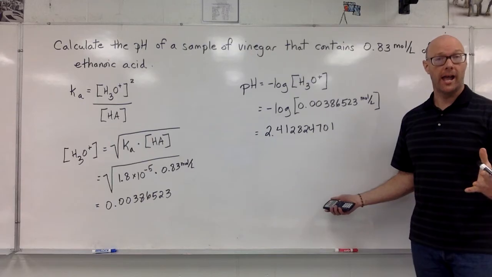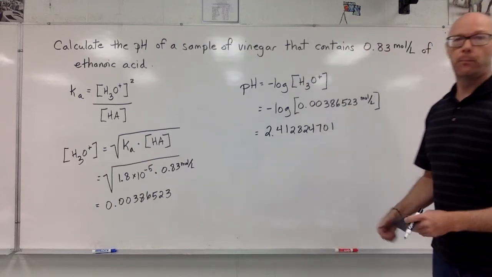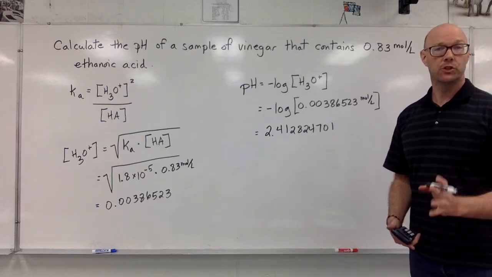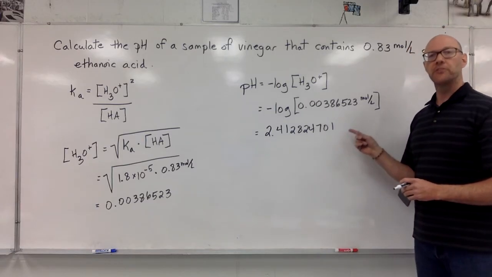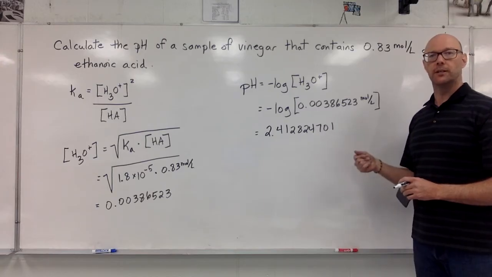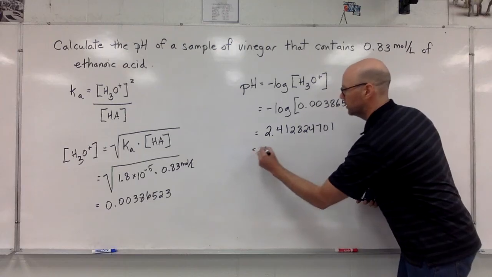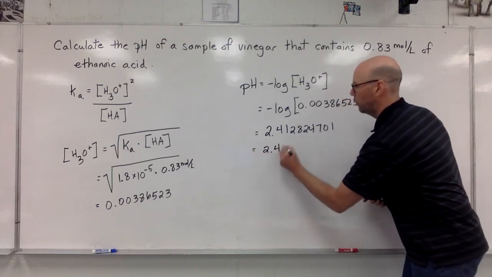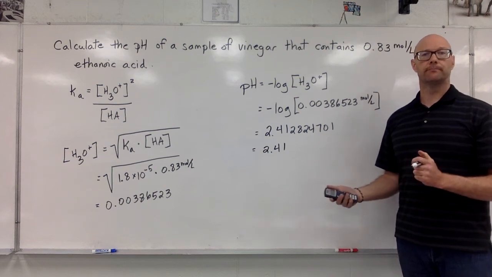We have our raw answer. When we go back to look at the question, there's only the one number, 0.83 moles per liter. That has two significant digits. And this is a pH. We want to express this pH with two significant digits, which means 2 decimal places. So this is 2.41. And pH does not have units.